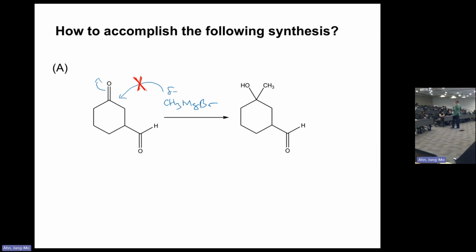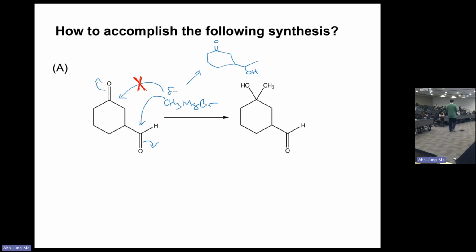Carbon chains reduce electronegativity, right? Fewer carbons make it more reactive and open up the space. So aldehydes are more reactive than ketones. Even if you are thinking about adding Grignard, it is not going to attack the ketone first. Grignard is going to attack the aldehyde first, and then you get this product. So that's not what we want to make.